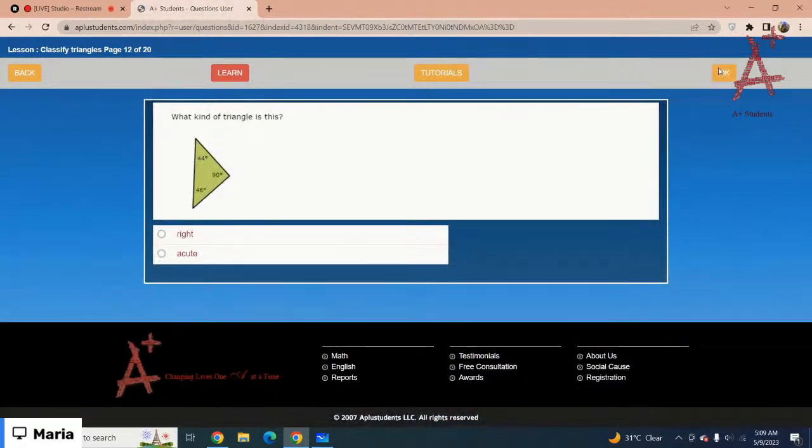Like, look at this one. What kind of triangle is this? You are given all three angles: 90 degrees, 44 degrees, and 46 degrees. So in a triangle, when you have an angle that measures exactly 90 degrees, that means it is a right angle triangle. So the given triangle is a right angle triangle, because one of the angles is exactly 90 degrees here.